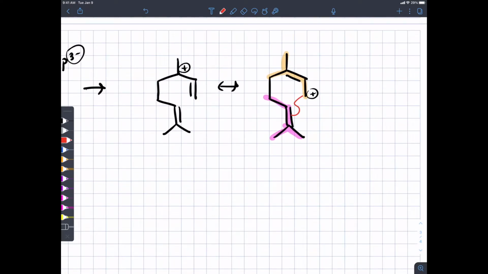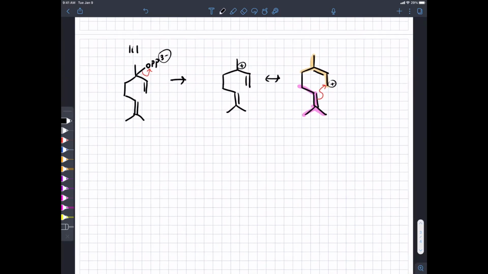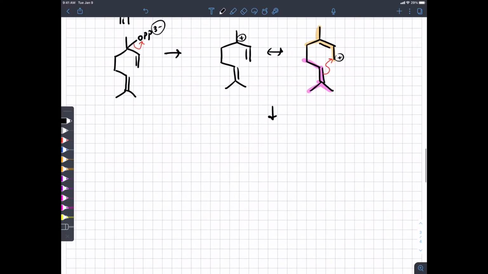Now the pi bond is going to attack the positive charge on carbon 1. That's going to create our 6-membered ring. And it's going to put a positive charge on pink, oops, not that one, on pink carbon 2.